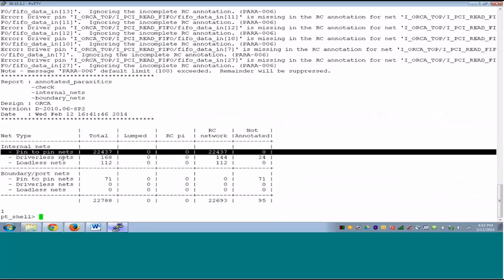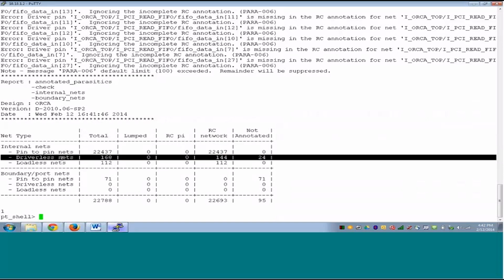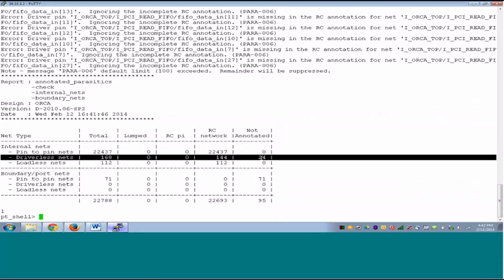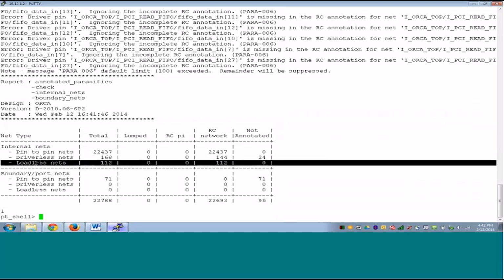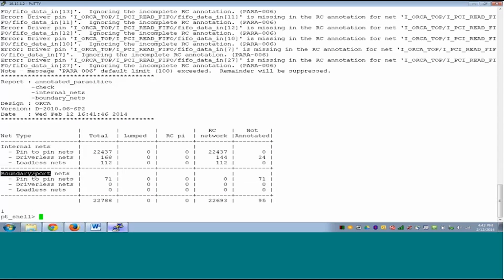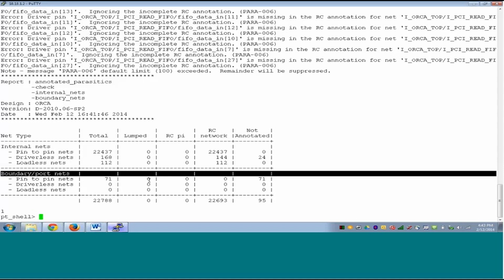Good. Now it comes to driverless nets. Usually driverless nets are nets without drivers, so they are kind of hanging nets. Any problem here, not annotated 24, is usually okay to have. It's not a serious issue because that net is not driving anything. Loadless net, again it is correct here, not annotated is 0. Boundary, there might be some problems like this. So 71 are not annotated for boundary port nets, and you might need to debug it.